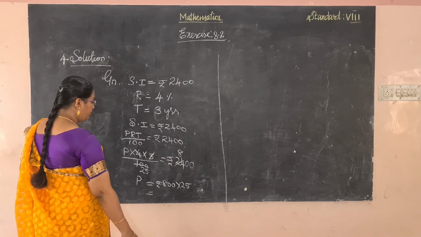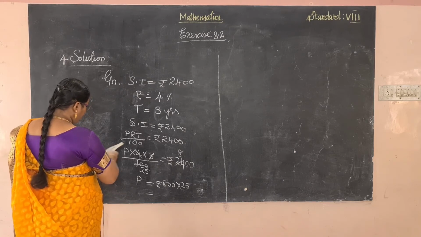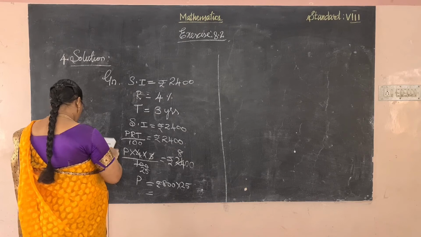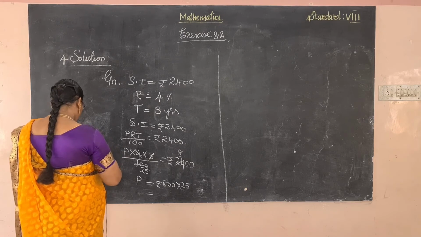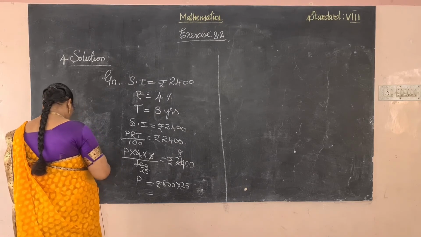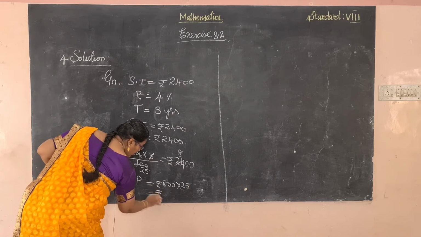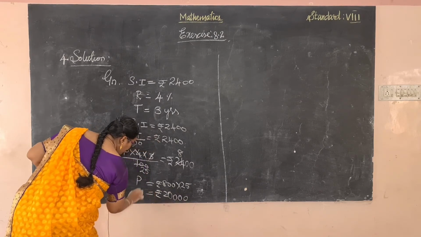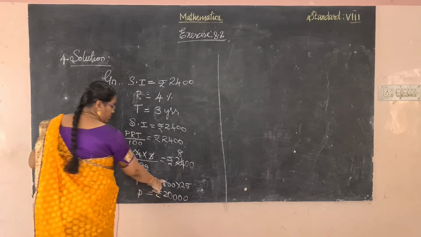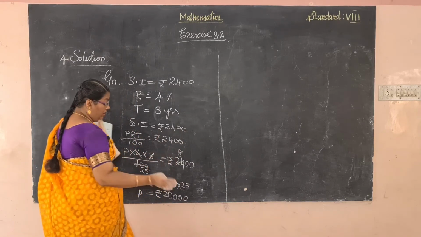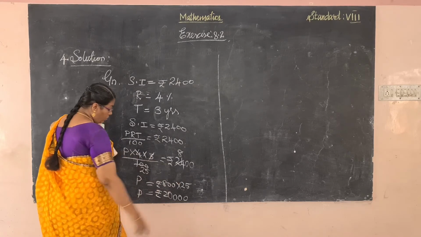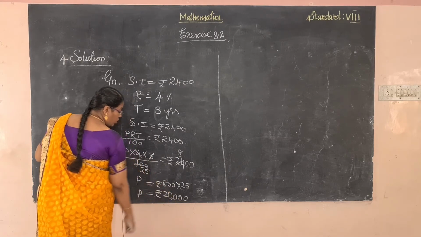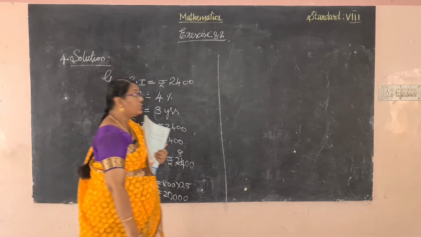25 8s are 200. So the principal amount is, already here 2 zeros, 25 4s are 100, 8s are 200. So 20,000. The principal amount is 20,000.